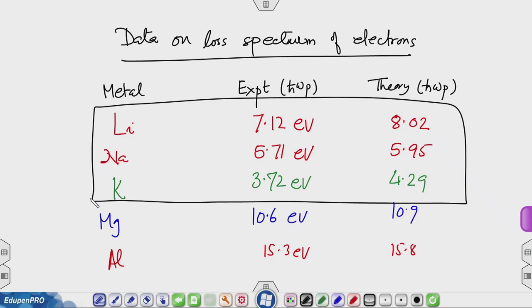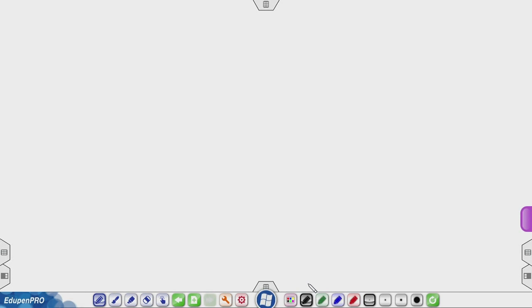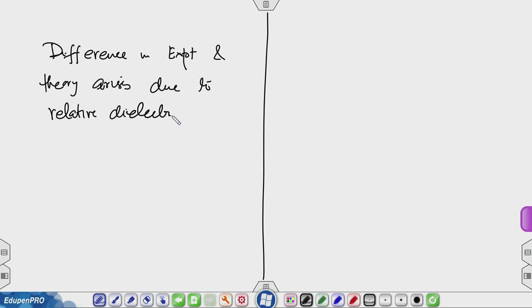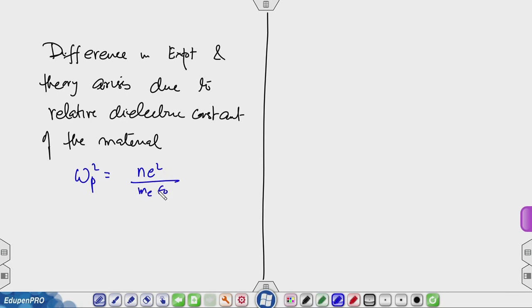Now, the difference arises. So, once you have digested these numbers, right, we will say that the difference in experiments and theory arises due to relative dielectric constant of the material. How so? Remember, I wrote omega p square equals n e square over m e epsilon 0. If instead of epsilon 0 is some epsilon relative epsilon 0, where epsilon relative is greater than 1, then you would have omega plasma frequency, which is slightly smaller, and that is precisely what happens. The epsilon relative arises because of the background ions, right.